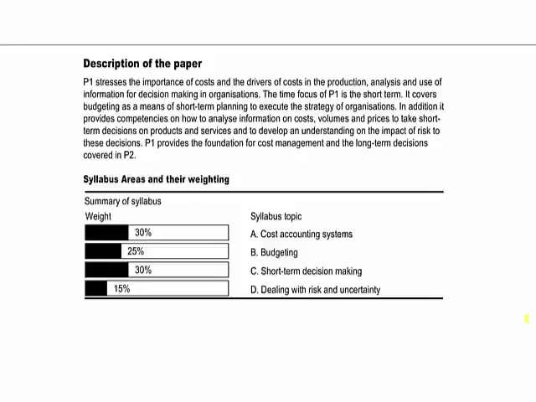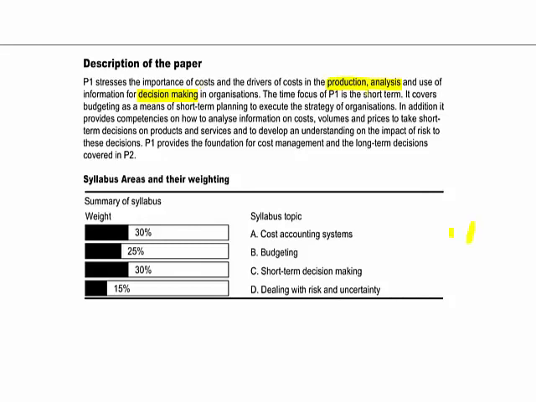Hello and welcome to this short presentation which is going to look at what your CIMA P1 exam is going to involve. So we're going to start off by having a look at what is in P1. It's all about the importance then of costs within the organisation. We're going to be thinking about what it is that actually drives the costs in production, along with how we can analyse them and how this information can be used by managers to make decisions within organisations.